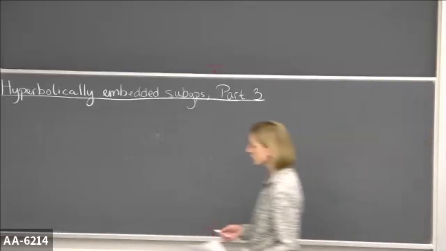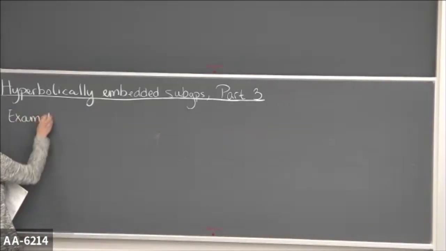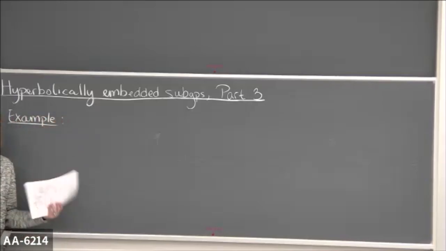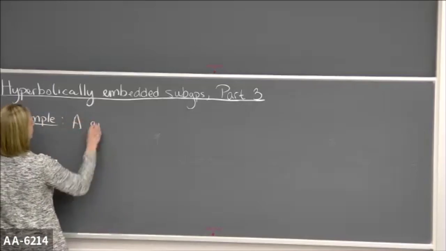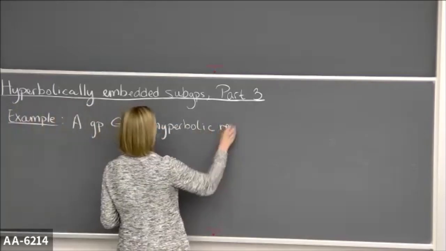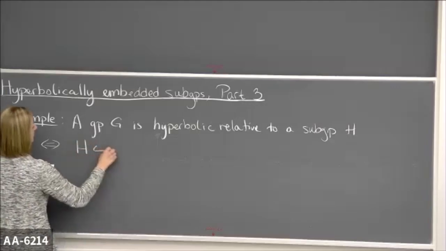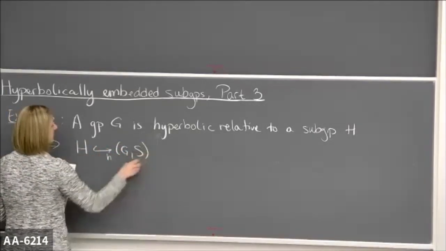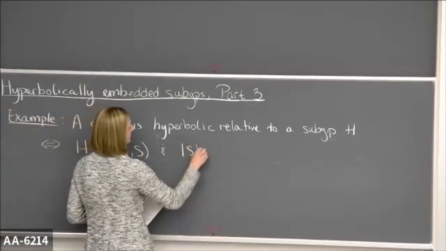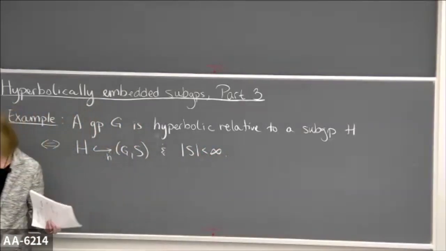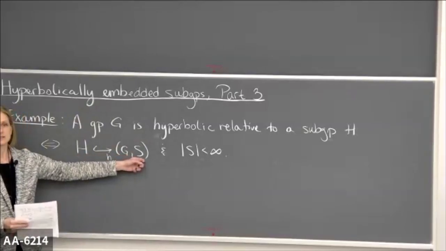Okay, but first I want to give one more example, which I said out loud on the first day, I think, but I want to write it down. And this is the relationship between relatively hyperbolic groups and hyperbolically embedded subgroups. So a group G is hyperbolic relative to a subgroup H, if and only if that subgroup hyperbolically embeds into the group with respect to some relative generating set, and that relative generating set is finite. So most of the time for hyperbolically embedded subgroups, the relative generating set is infinite.